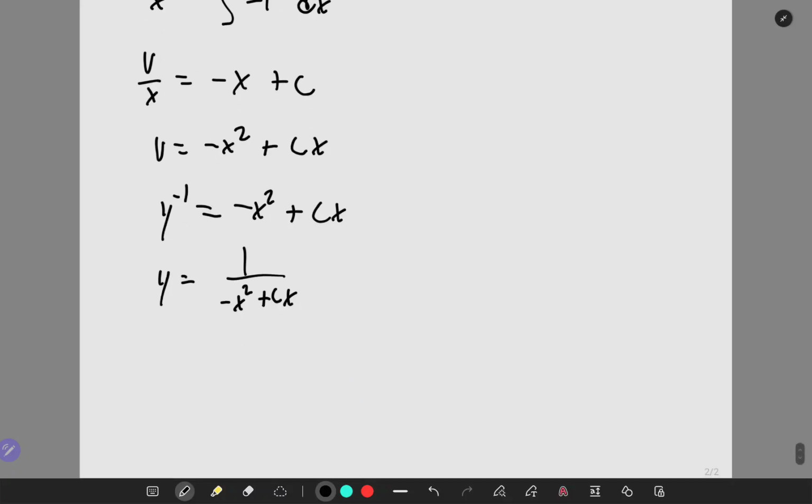Alright, so now let's look at the next example. In the next example, we have x times y prime plus y is equal to y to the negative 2.